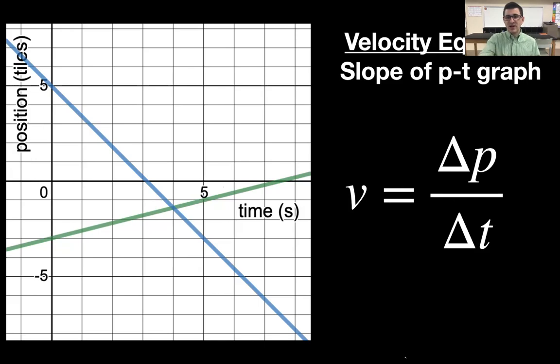But please recognize that this equation is exactly the same thing as the slope of a PT graph, or position versus time graph, which we've said is velocity. So these three things all mean the same thing: velocity, this equation, and the slope of a position versus time graph.